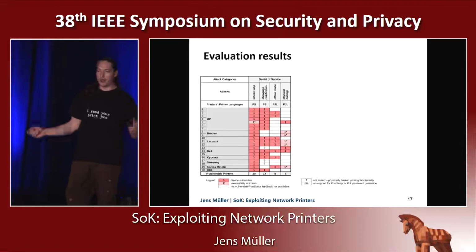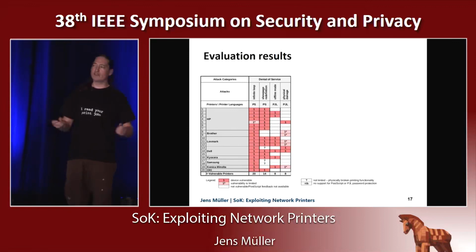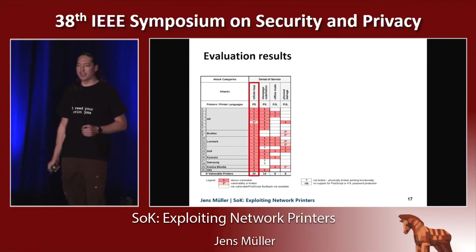Okay, here are the evaluation results. We categorized the attacks into 4 classes. This is the denial of service class of attacks. On the left hand, you can see the printer manufacturer, and red always means the device is vulnerable. For example, the infinite loop with PostScript almost always works.